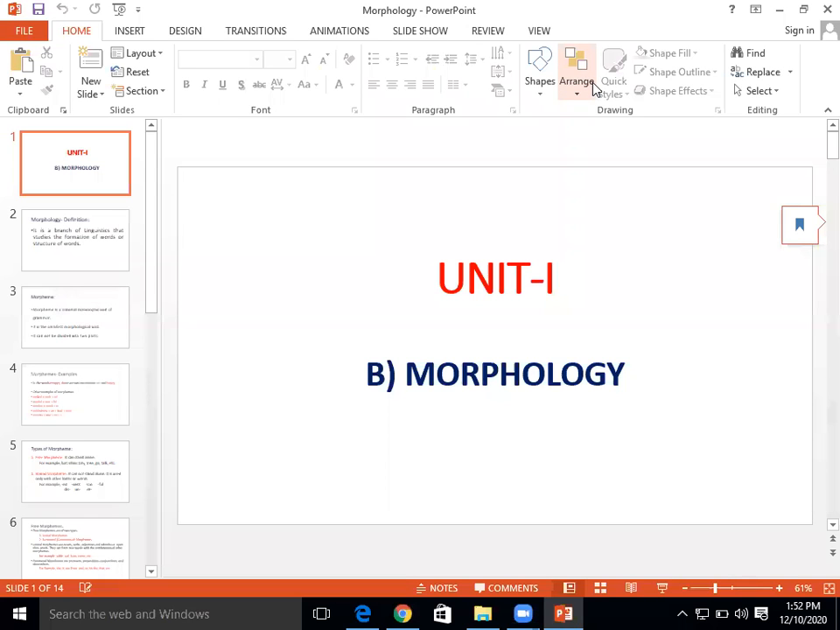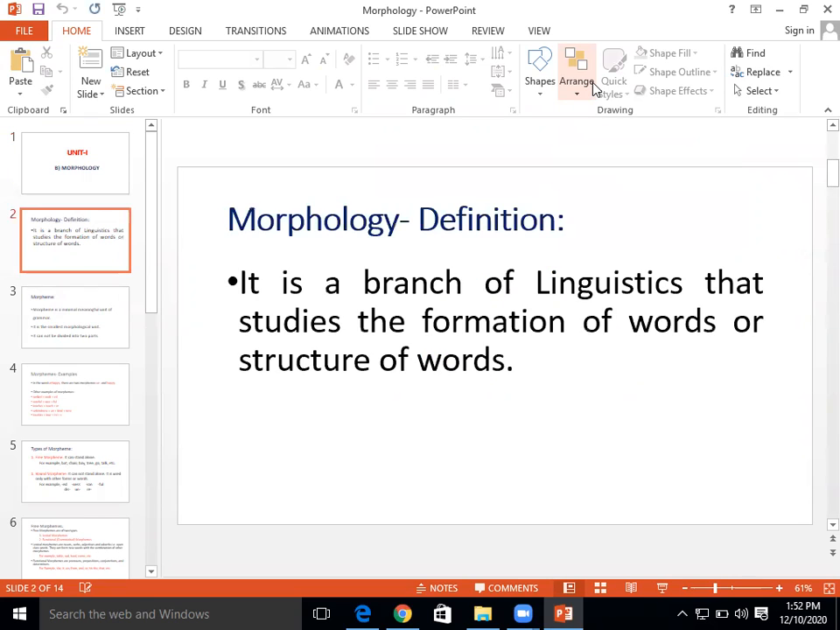Hello dear students, in this lecture we are going to understand what is morphology. Morphology is a branch of linguistics that studies the formation of words or structure of words.